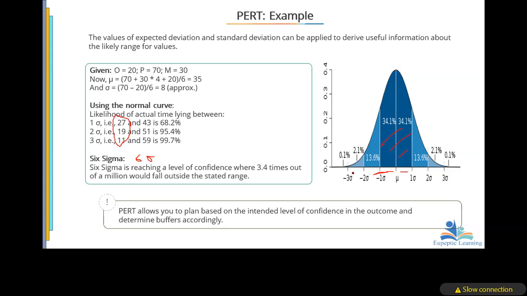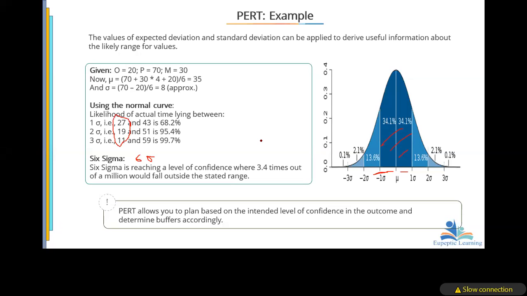So for 6 standard deviations, we are saying that our level of confidence is that 3.4 times out of a million will fall outside the stated range, meaning that if you are producing a million products, only 3.4 of them will be defective. That is the standard Six Sigma measure.